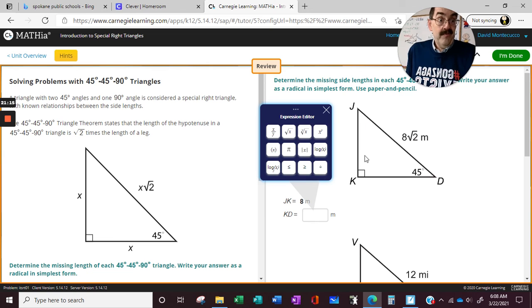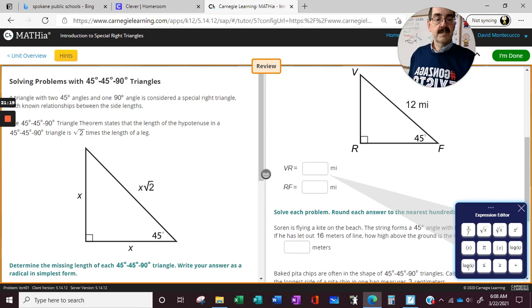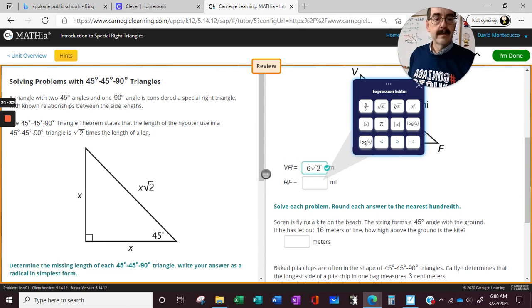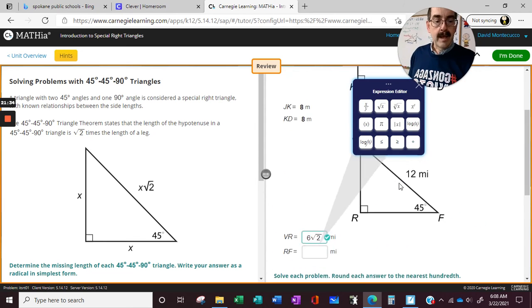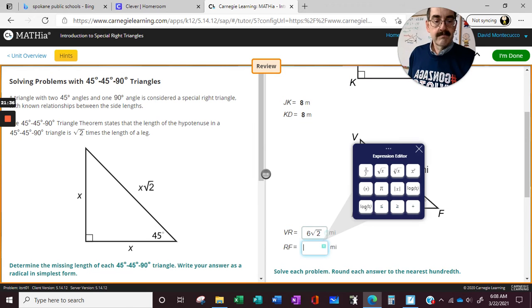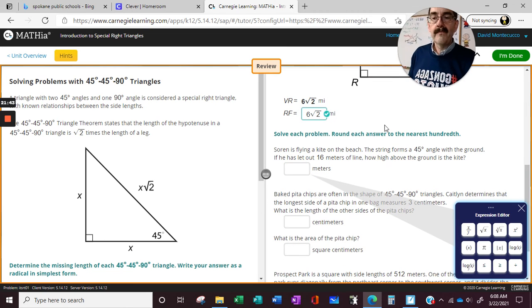Well, 45, 45, 90, this is a box. It has to be 8. 8 by 8. It's a square. Now, this one's a little harder. We divide out radical 2. No, it's not harder. Just go 12 slash radical 2, done. And RF, it's a square. If it's a square, it's just the same answer, 6 radical 2. All right, I'm going to do one more here.